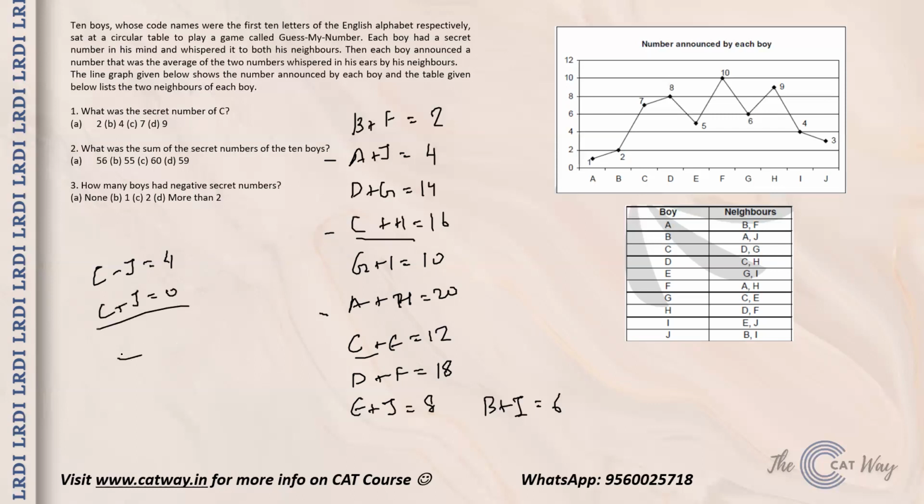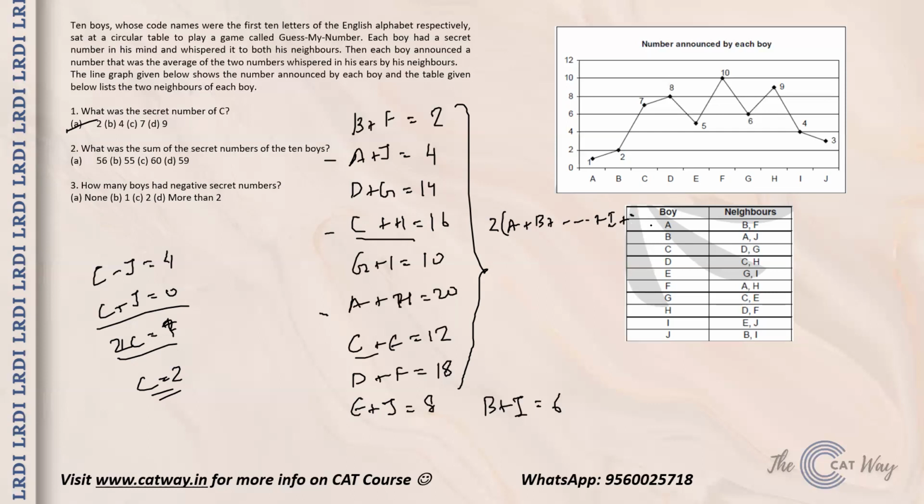And there the value of C plus J will turn out to be 0. If C plus J is 0, then 2C turns out to be equal to 4, and C turns out to be equal to 2. So the secret number of C is option A, 2. Another way could be, you could have added all of them and formed equations and solved. So what is the secret number of the 10 boys? You add them all up, you get 2 into A plus B plus up till I plus J.